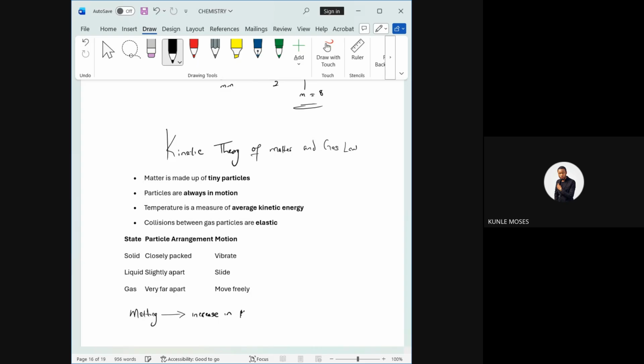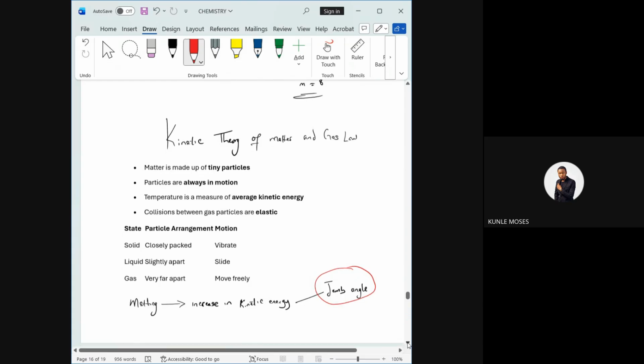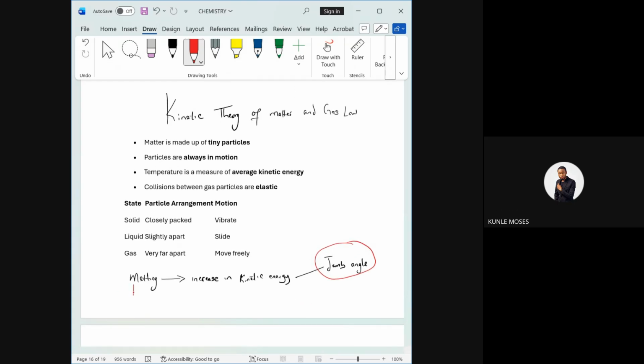This one, like I was saying, is an increase in kinetic energy. Please pay attention to this. This is a jump angle. What did I say? This is a jump angle. They can ask you a sensitive question on this. They can ask you that a substance changes its state from solid to liquid. Please, are you with me?